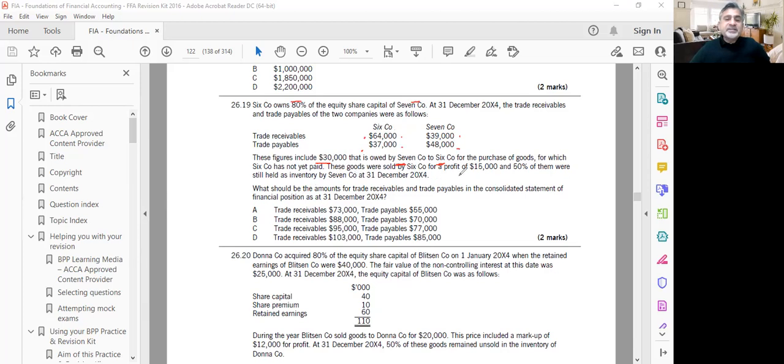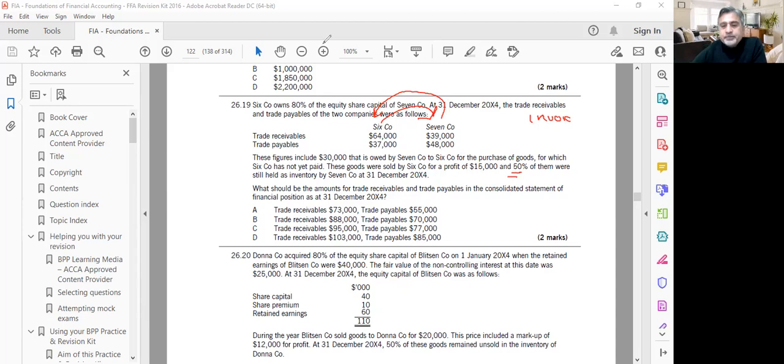These goods were sold by 6 company for a profit of 15%, and 50% of them were still held in the inventory. This is all irrelevant. We do not need this. If parent is selling some goods to subsidiary, and subsidiary owes money, we don't care how much profit who is making. We only talk about the invoice value. Receivables are not impacted by the price at which the subsidiary sold these goods or how much profit the subsidiary made. We are not really concerned.